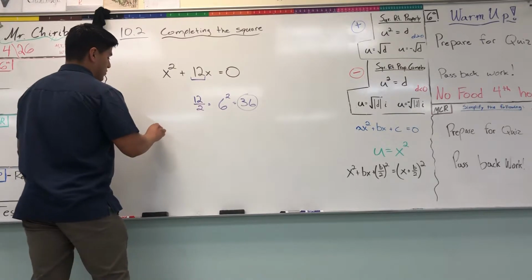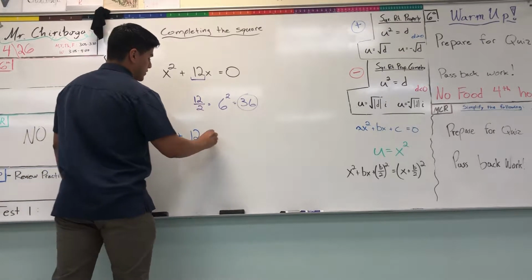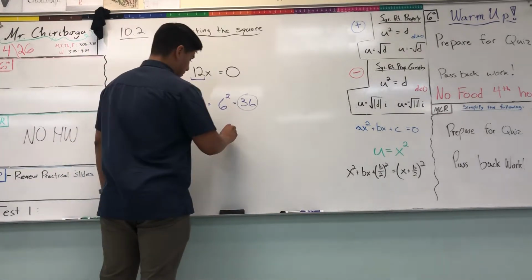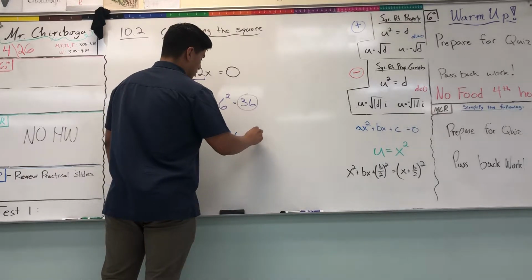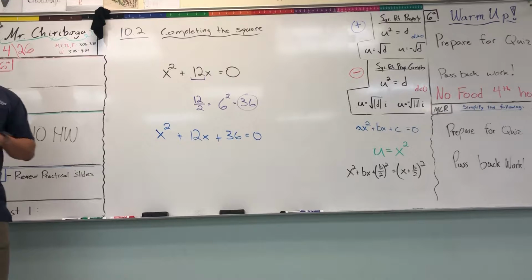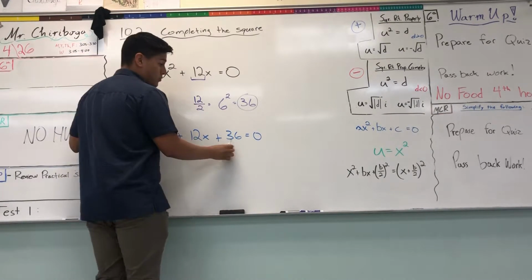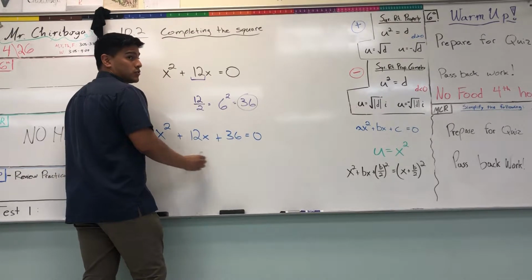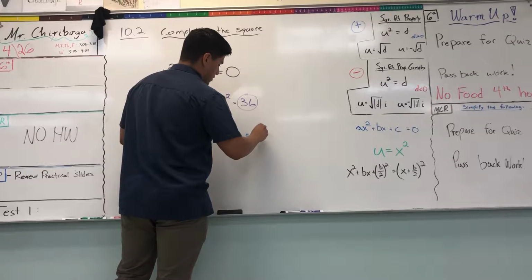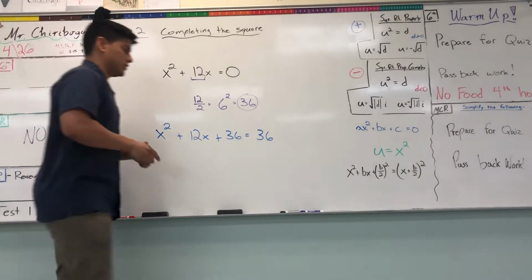So this is going to now be rewritten as x squared plus 12x plus what? 36. Equals 0, correct? No? What's the rule of algebra? Whatever you do to one side, you do to the other. We added 36 on the left side, so what are we going to need to do? Add it to the right side as well. Okay, now we have a completed square value.